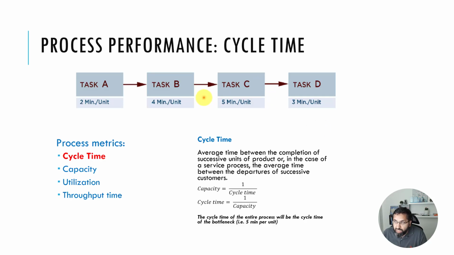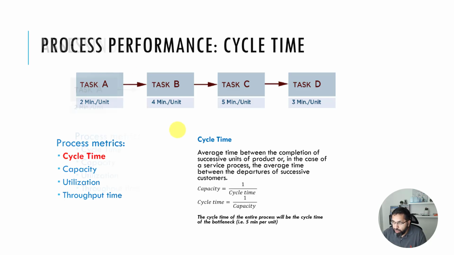Why? Because we know that cycle time is linked to capacity. It is another way of representing capacity, because capacity is 1 over cycle time and cycle time is 1 over capacity, right? It's just the inverse of the capacity. So if the capacity of the entire process is limited by the bottleneck's capacity, then the cycle time of the entire process will also be limited by the cycle time of the bottleneck.